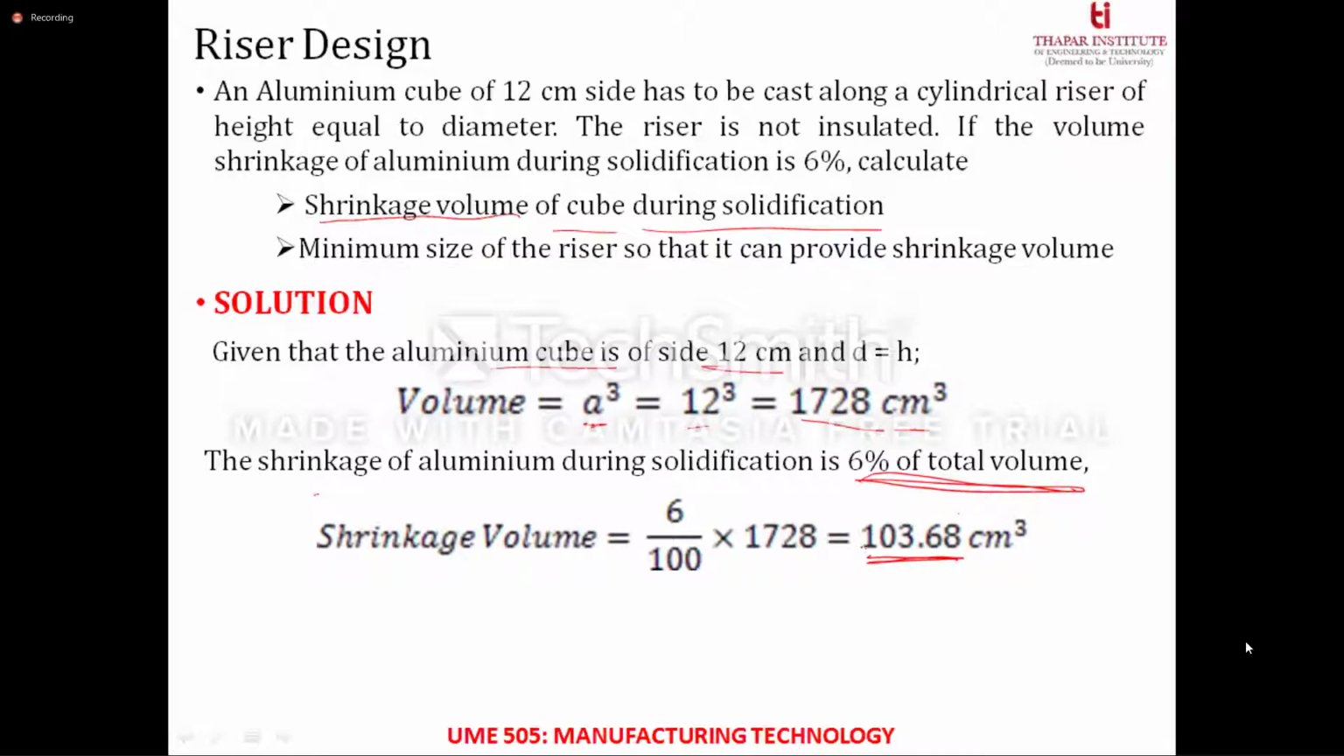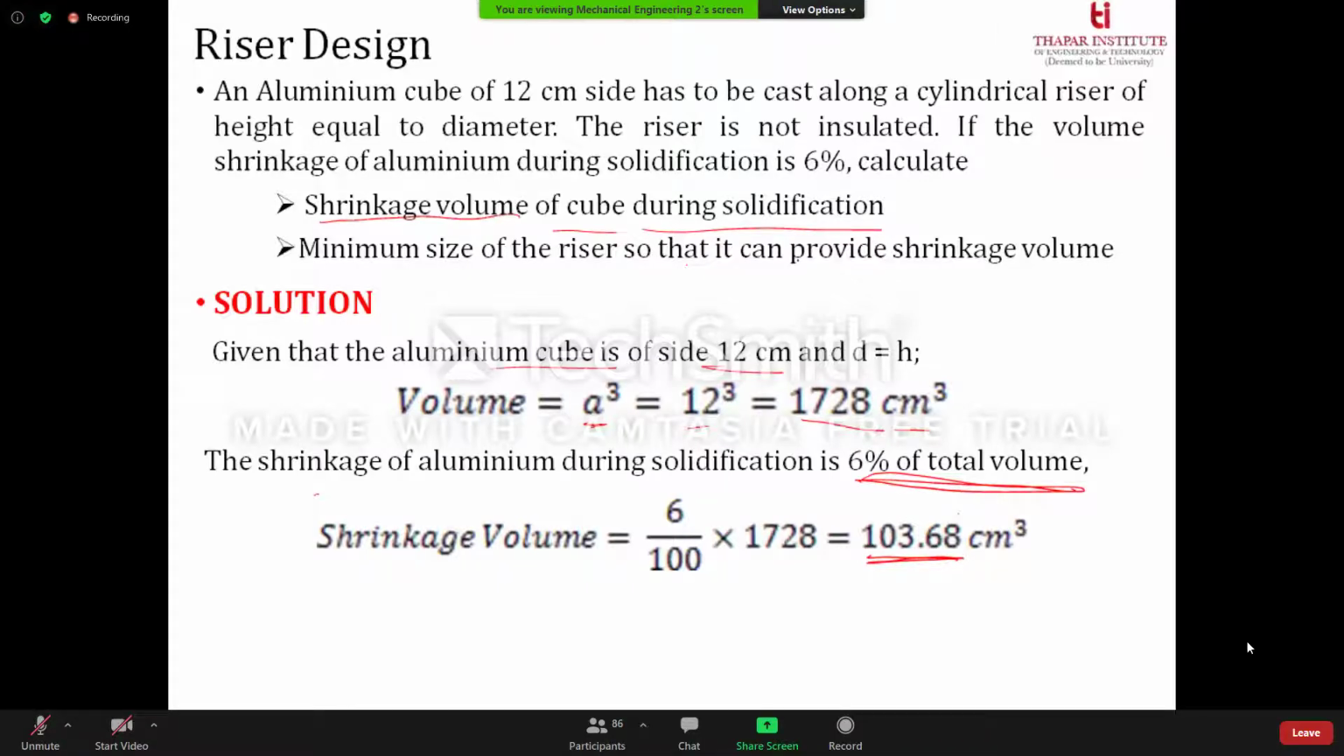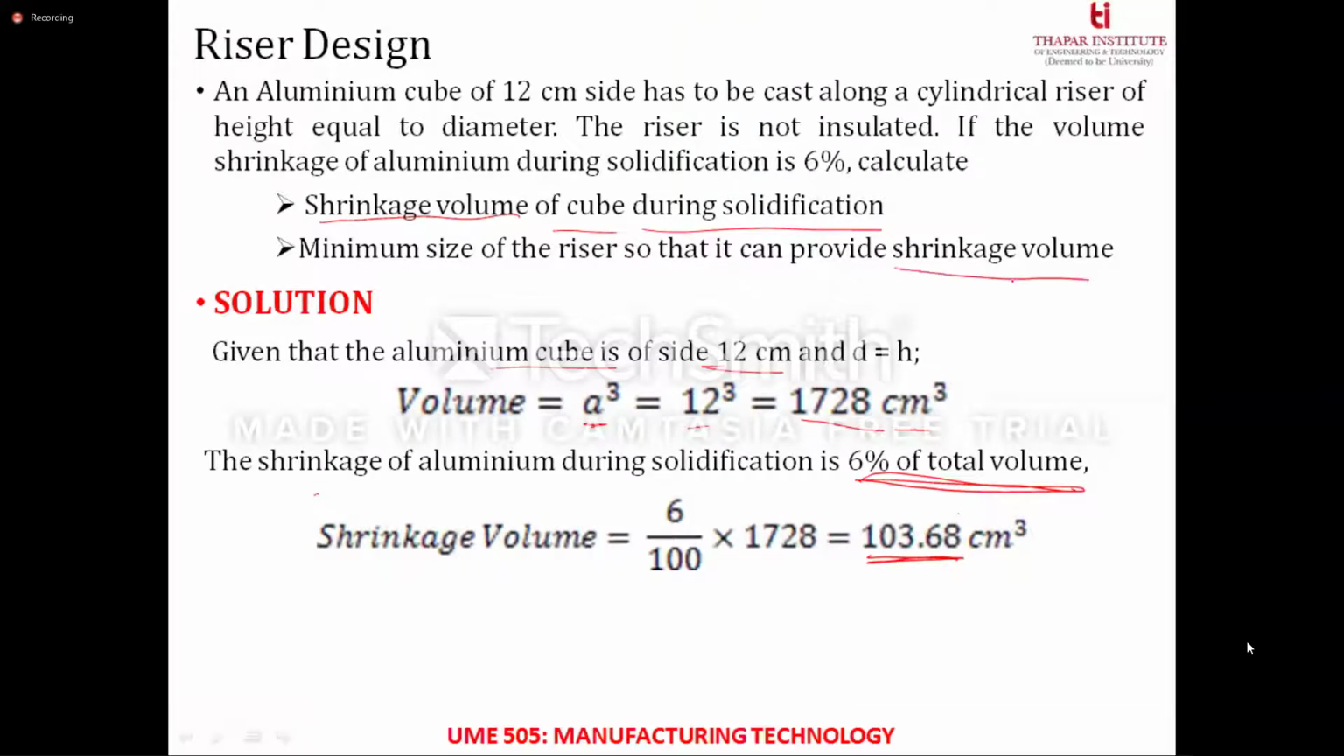So the next step is the minimum size of the riser which can provide the shrinkage volume. You are going to design a riser which can at the minimum provide this amount of volume for the casting. So this is the first part of your numerical. You wanted to find out the shrinkage volume, and it comes out at 103.68 cubic centimeters.